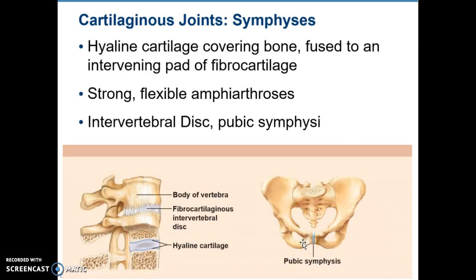Then you have symphyses, and in a symphysis joint, the defining characteristic is a pad of fibrocartilage in between the two bones. All of the symphyses are amphiarthrotic, so there's a little bit of movement allowed. And there are two examples of the symphysis joint in the body, the intervertebral disc and the pubic symphysis.